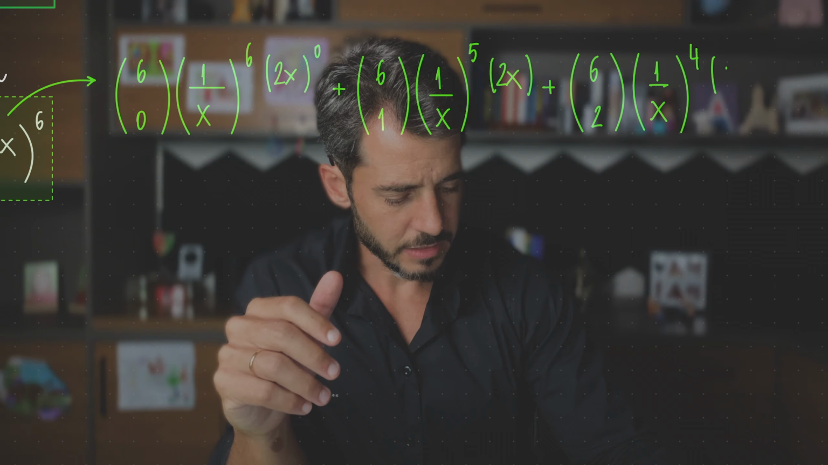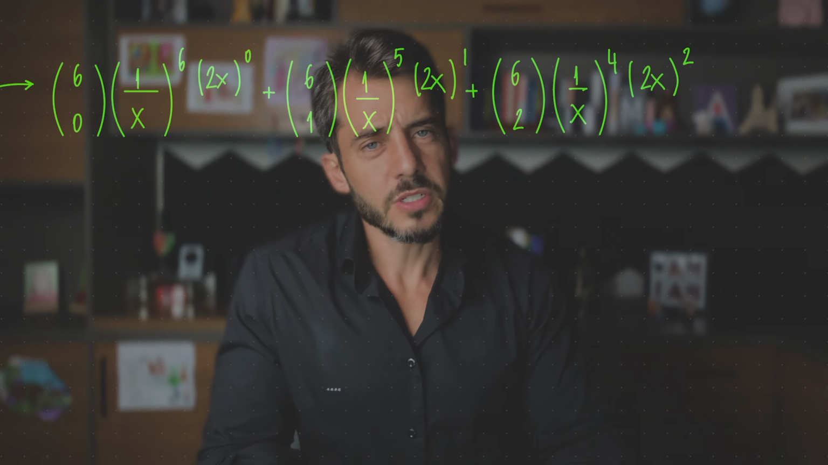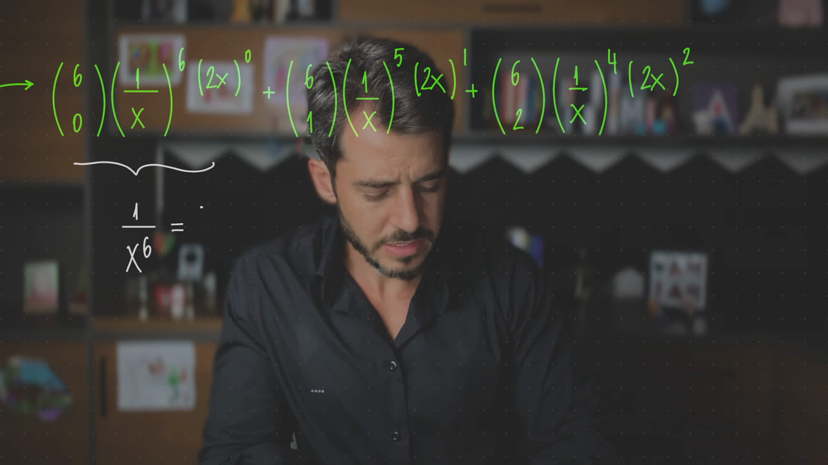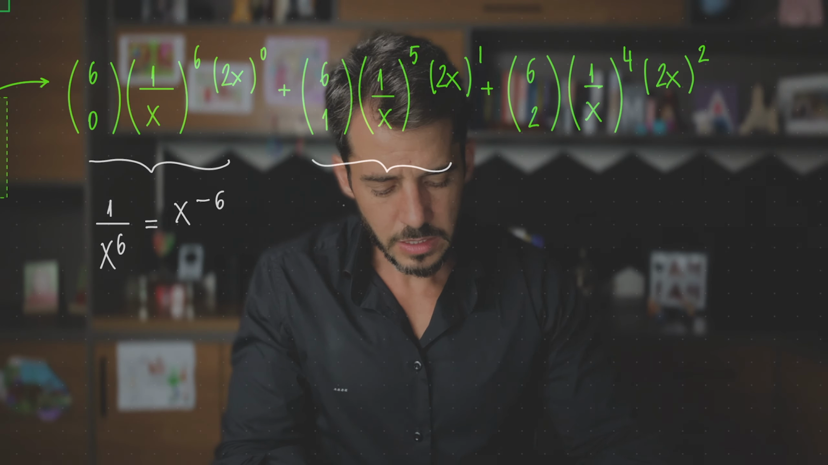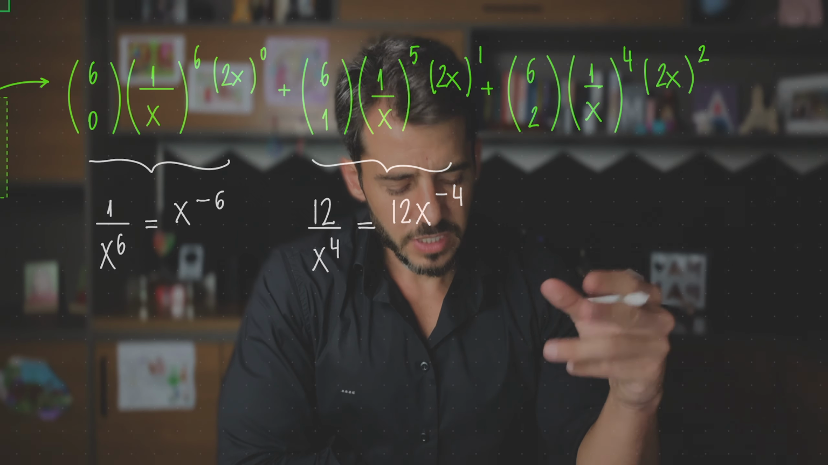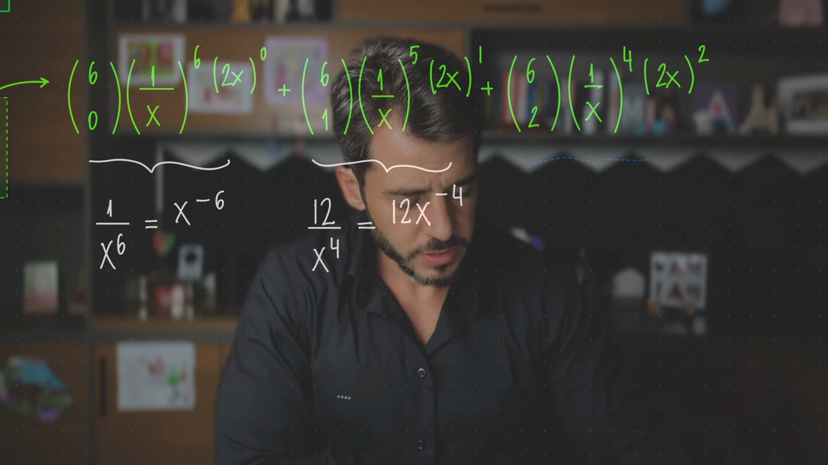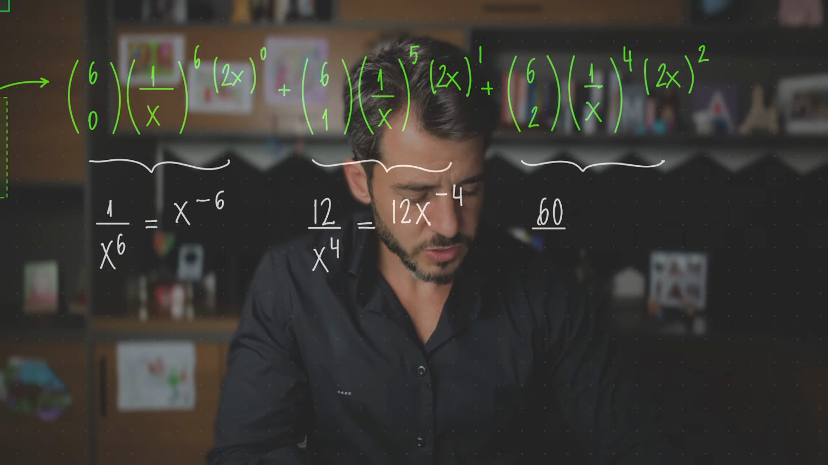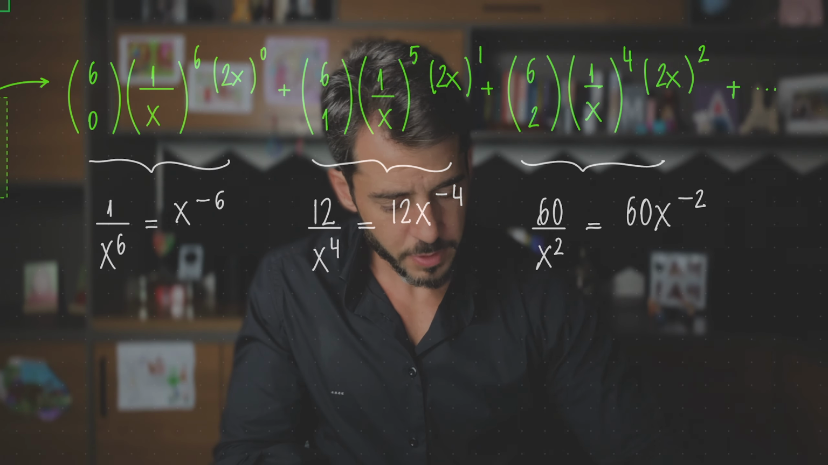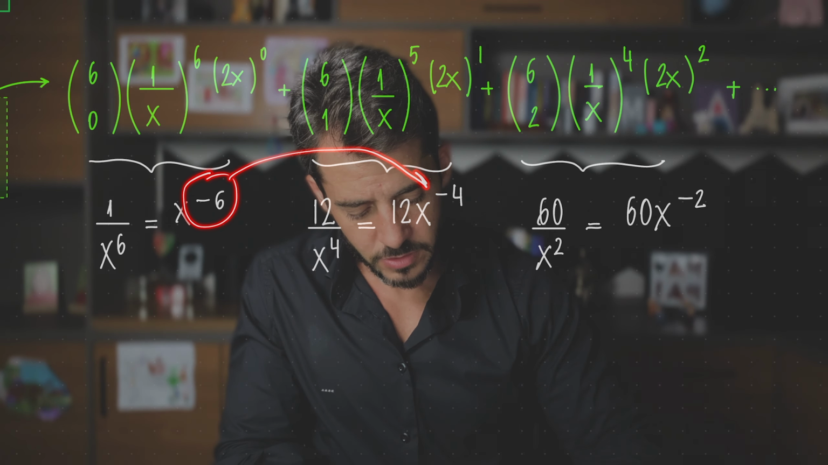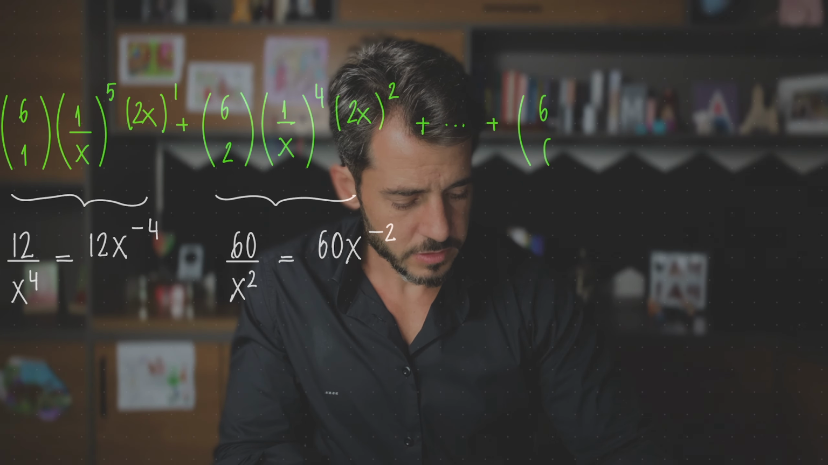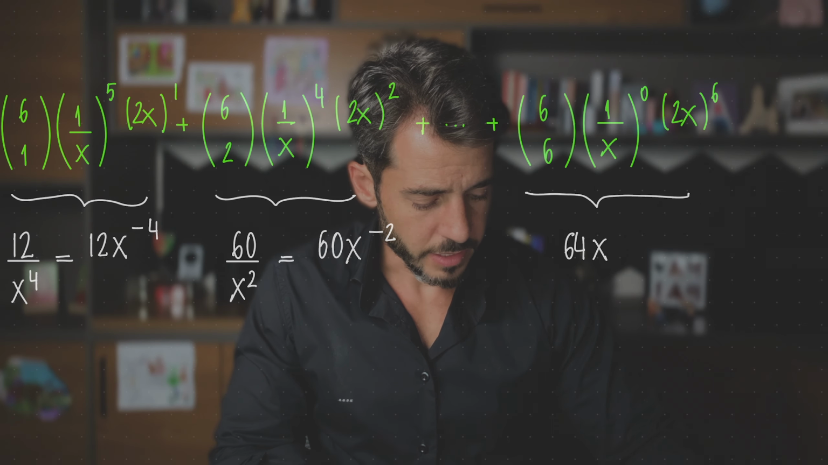You notice that after simplifying these terms, the first gives you 1 over x to the 6th, which by the way is the same as x to the negative 6. The second one gives us 12 over x to the 4th, which is the same as 12 times x to the negative 4. And the third one gives us 60 over x squared, which is 60x to the negative 2. Now we can spot a pattern here. These exponents are increasing with a common difference of 2, until we get to the last one, which is 64x to the 6th power.